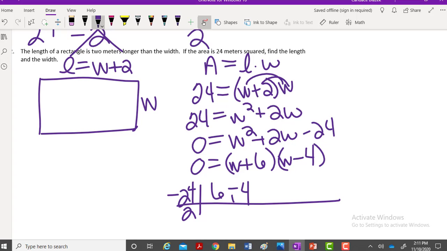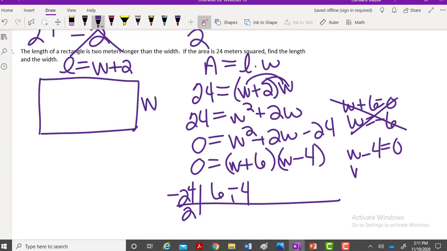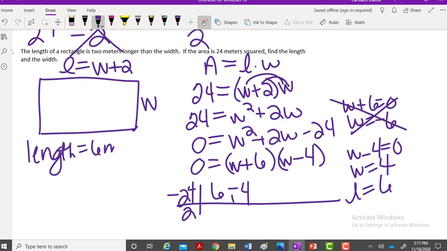So in solving, we have W plus 6 is equal to 0, so W is equal to negative 6. Now, if that's the width, it doesn't make sense because it would be a negative length. But if W minus 4 is 0, then the width would be equal to 4, and the length would be equal to 2 more than 4, or 6. So we would say that the length is 6 meters, and the width is 4 meters.